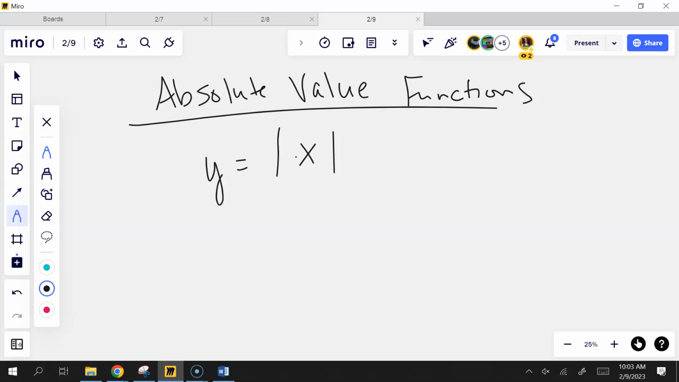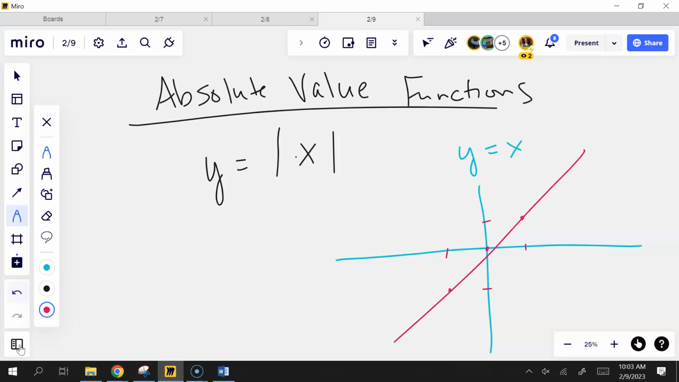All right, let me ask you this. What does this graph look like? Straight line, right? 0, 0, 1, 1, negative 1, negative 1. So it looks something like this.